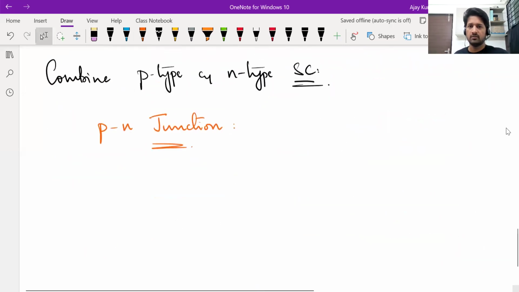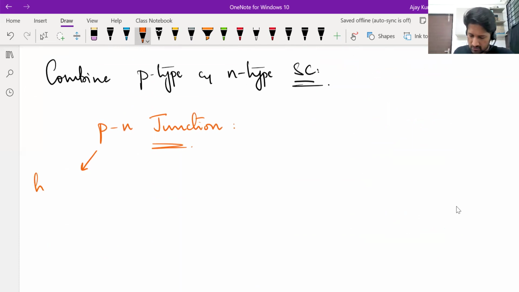Now, in a P-type semiconductor, hole concentration is more than electron concentration. So we say in a P-type semiconductor, holes are majority charge carriers. This term is important, majority charge carriers and minority charge carriers.